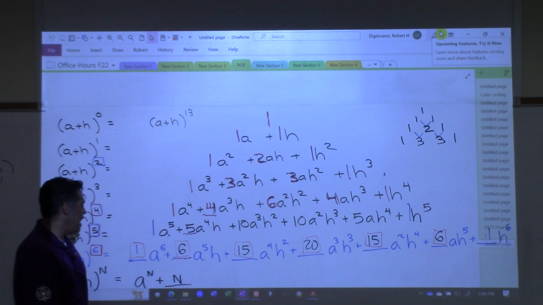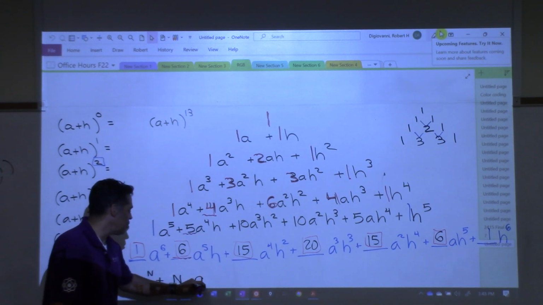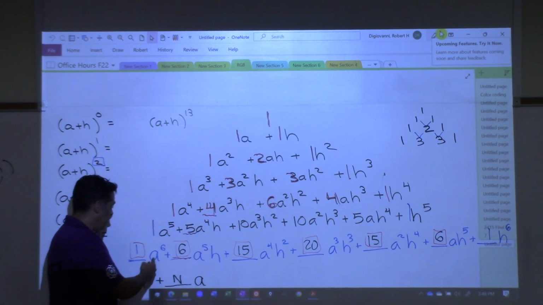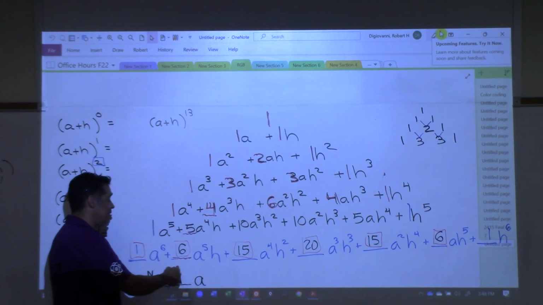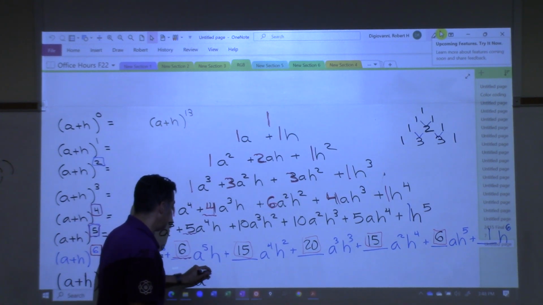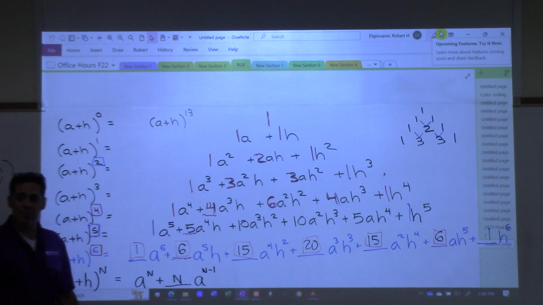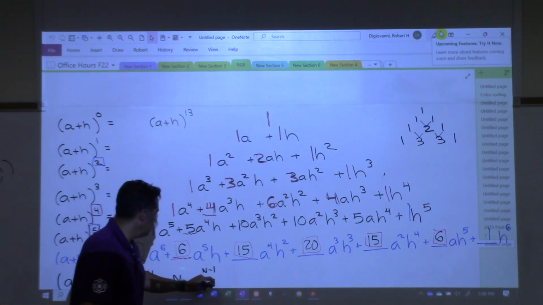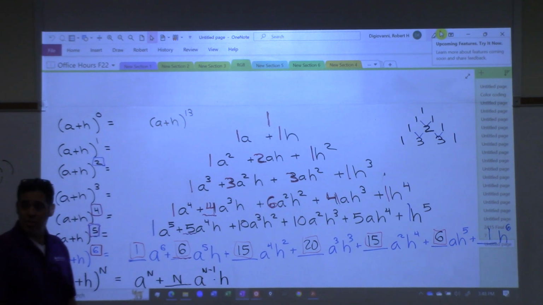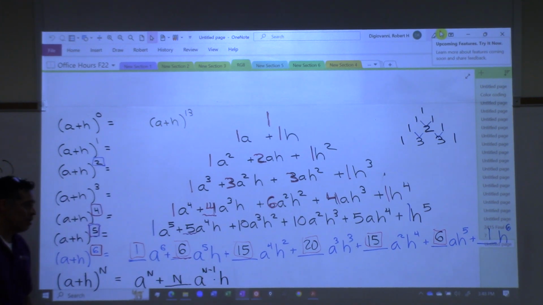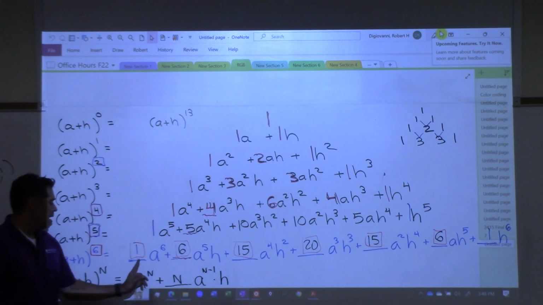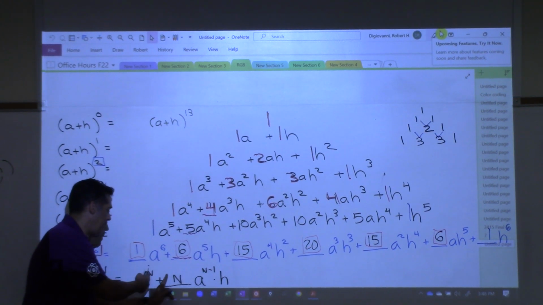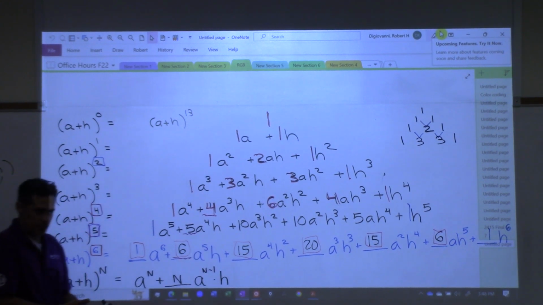Now, what happens next? What should the power on that a be? 1 less than that, right? So if it was 6, it's 5. If it was n, it's n minus 1. What should the power on h be? h, right? Just h to the first power. Do y'all agree we know that much? I know the first term is a to the n. I know the second term is whatever power was here times a to the 1 less than the power, and then the h starts to show up, right?